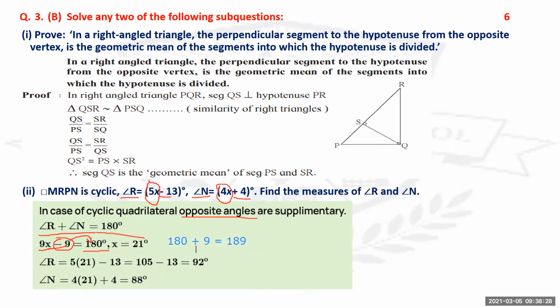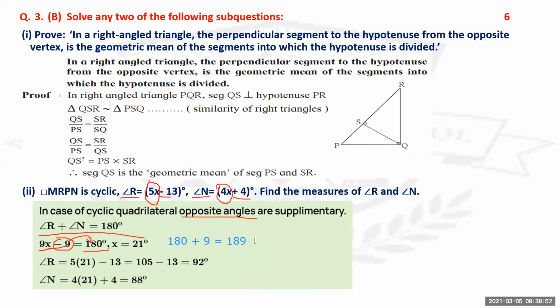Why did I write here plus 9? Because check, minus 9 is there, no? So minus 9, when it is going to change its place and move to the other side, the negative number becomes positive. So minus 9 becomes plus 9. So that is 180 plus 9, that is equal to 189. Understood? So you've got 189.